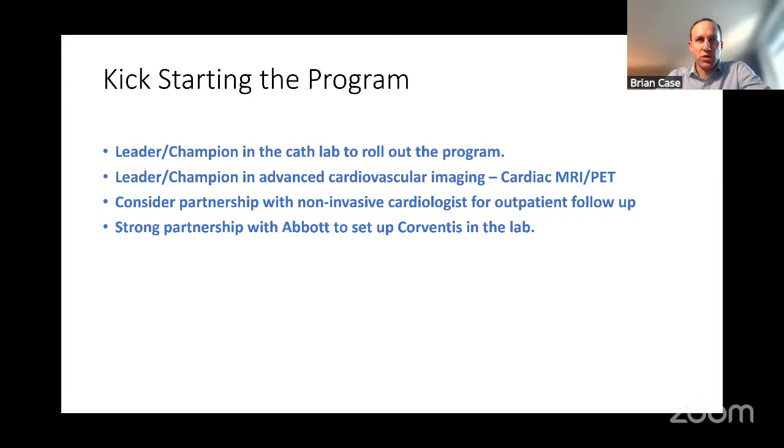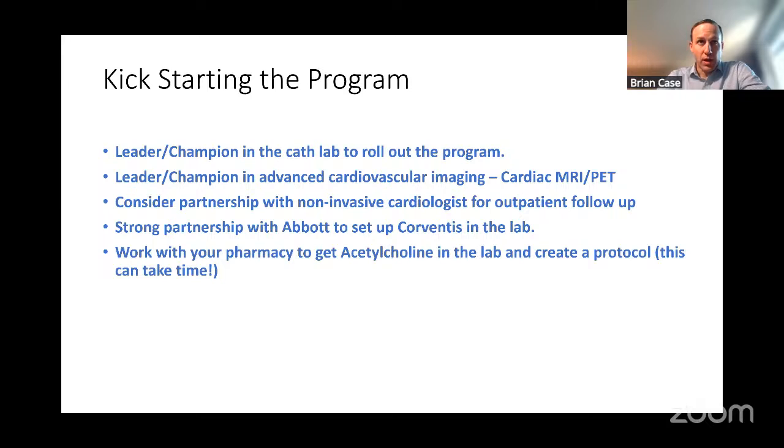Of course, you're going to want a strong partnership with Abbott to set up the system in your lab, which it sounds like you guys already have done. And then also they're going to be key to help with getting the word out in your community. Work with pharmacy to get acetylcholine in your lab and create a protocol. This could take time, but do know that there are protocols out there. Utilize those already established protocols. Present to the pharmacy department, make them aware why we're doing this, and they'll get on board fairly quickly.